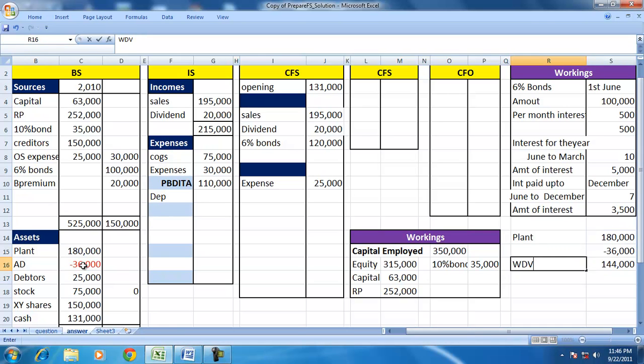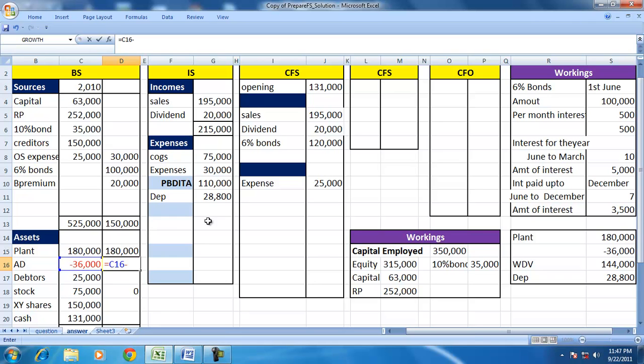the written down value of the asset at the beginning of the year. So depreciation on this will be 20%, so 28,800 is the depreciation. So from workings we get the depreciation for the year using the WDV or reducing balance method. As a result, the accumulated depreciation increases to the extent of 28,800. Now this will be called PBIT, and PBIT is 81,200. And now we'll show interest on 10% bonds.